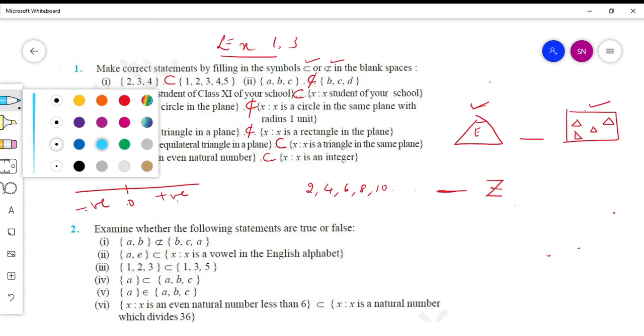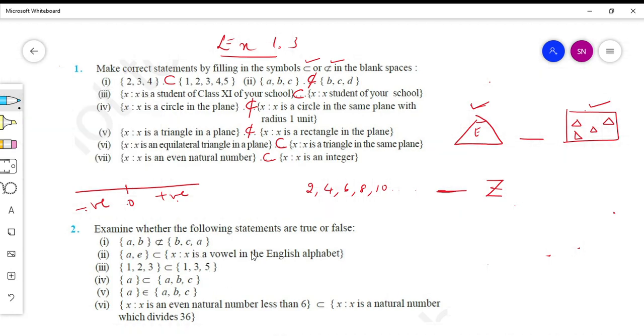So first, coming to the first question: set {a, b} is not a subset of {b, c, a}. Now see here I have b, here I have a. So obviously "{a, b} is not a subset of {b, c, a}" is false, because I have elements a and b on my left hand side and on my right hand side the bigger set also has a and b. So this is a false statement.